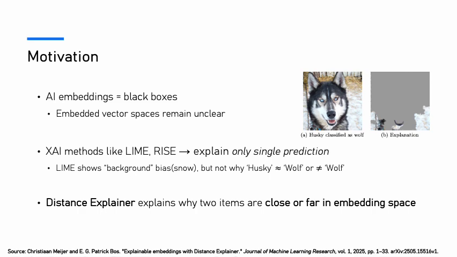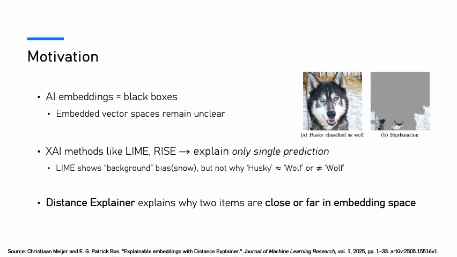Embeddings in AI are like black boxes. Current XAI methods like LIME only explain one prediction at a time. For example, as we know, in the Husky and Wolf case, LIME revealed that the snow background drove the misclassification.